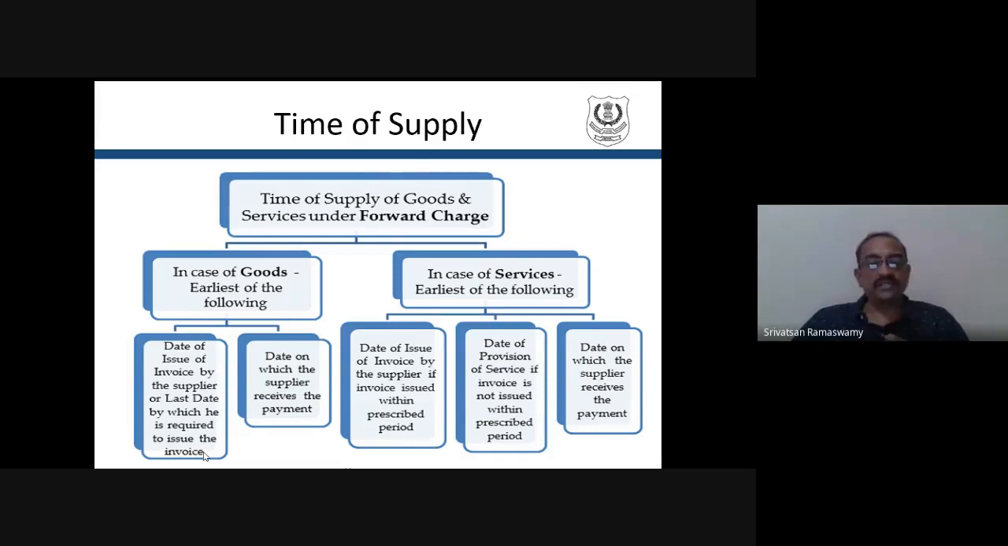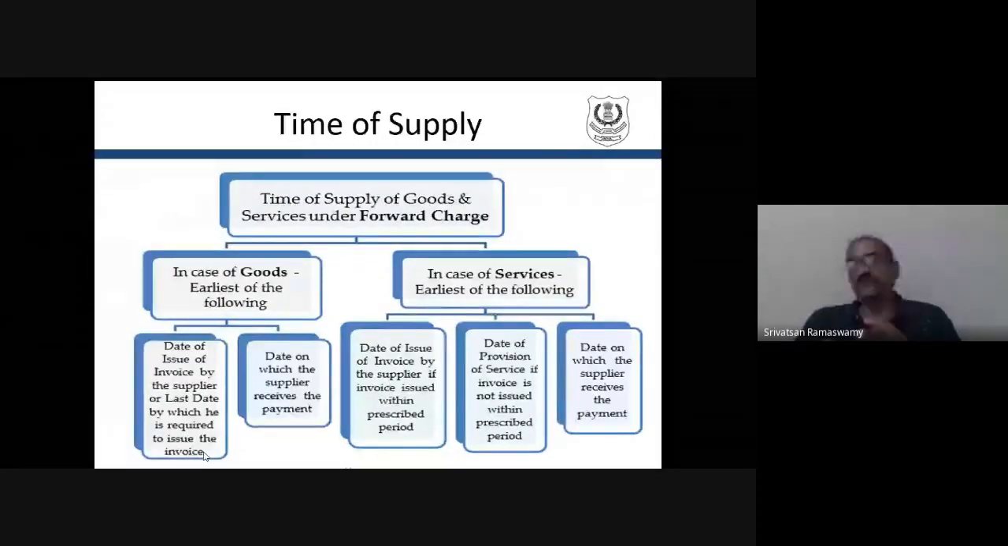So as far as goods are concerned, see, generally, as I told you, three events will decide the time of supply. One is the receipt of advance, second is the issuance of invoice, third is the actual supply of goods or services. If out of these three events, whichever happens the earliest will decide the time of supply.